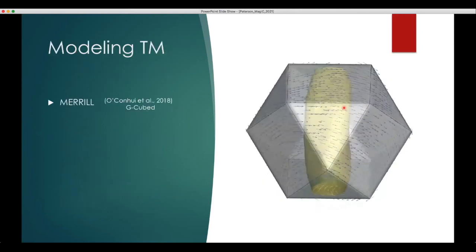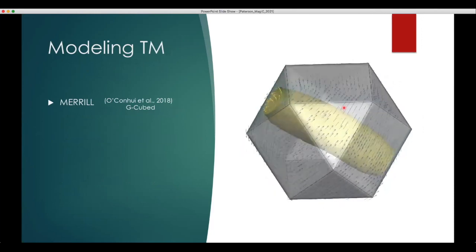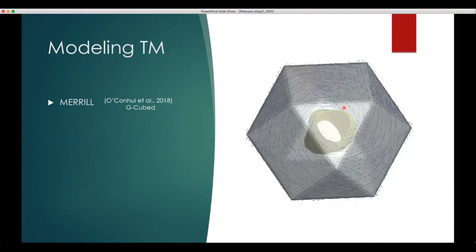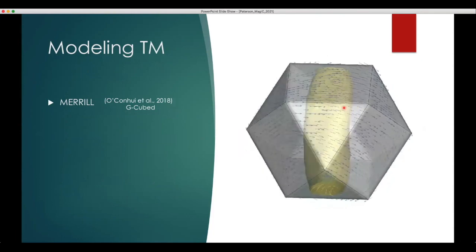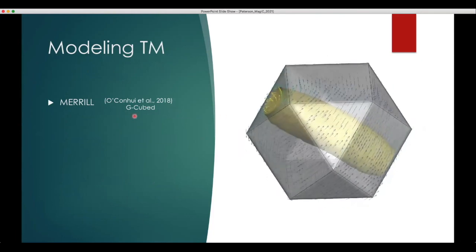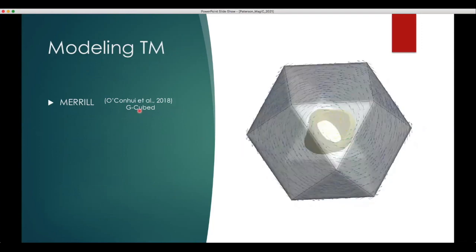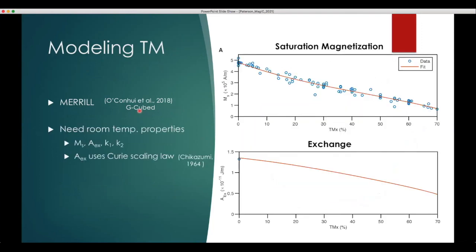And so to do this, we've been using the micromagnetic model MERRILL, which was written by Conbhuí and essentially from Williams and the Edinburgh group. I won't go into the details of how this system works. If you're interested, I would recommend reading Paddy Ó Conbhuí's paper. What we need to have, though, is a large set of fundamental intrinsic magnetic properties that characterize the materials that we are looking to model. And in particular, what we need to have is estimates of the saturation magnetization, MS, the exchange constant, and the two cubic anisotropy constants, K1 and K2.